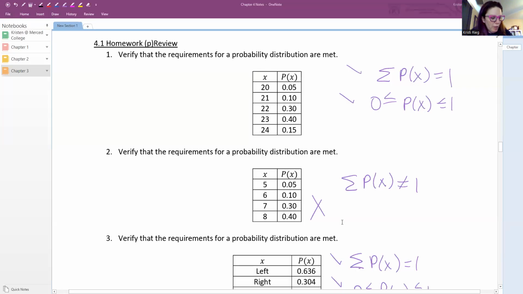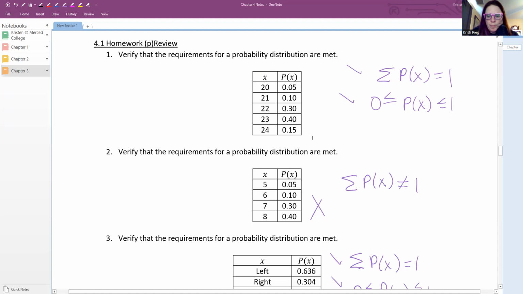All right, so for this first set of problems, we have the probability distribution, and we're just verifying that the requirements are met. So we have the sum of the probabilities of x equal 1, and that's true in this case, and that everything in the probability of x column is between 0 and 1. That's also true. So yes, this does meet the requirements.